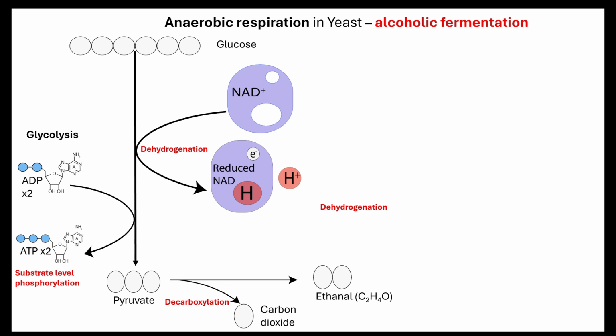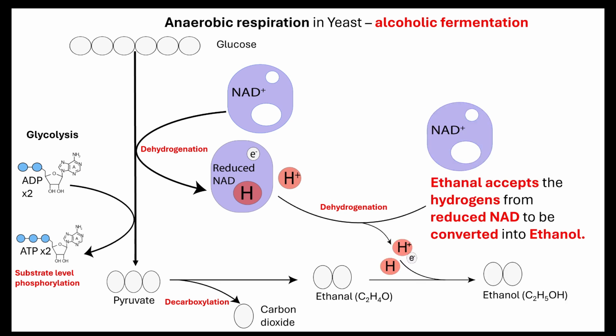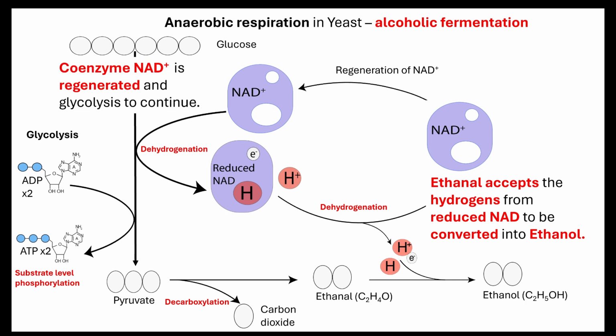Now, once we have decarboxylated, the next thing that's going to happen is this dehydrogenation. The ethanal is going to accept the hydrogens from the reduced NAD to be converted into ethanol. We have regenerated the NAD. The NAD can therefore go off and be used in glycolysis again to keep the yield of 2 ATP molecules. So the coenzyme being regenerated is going to allow for that glycolysis to continue.